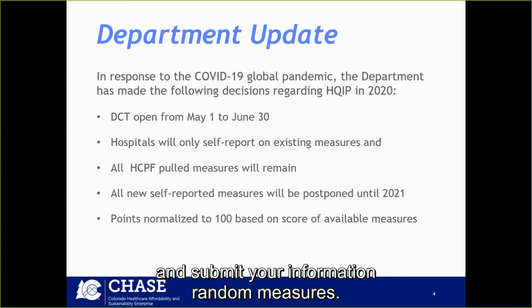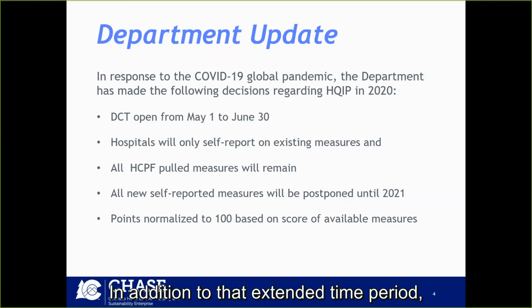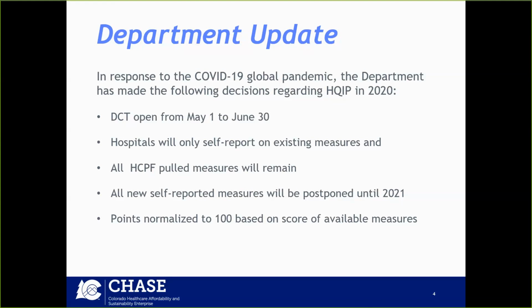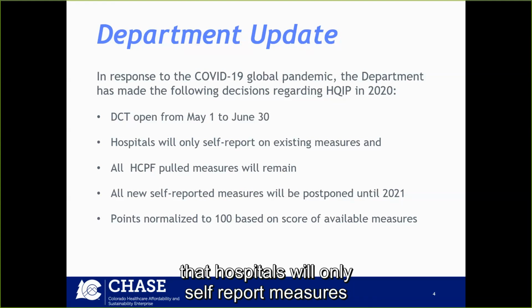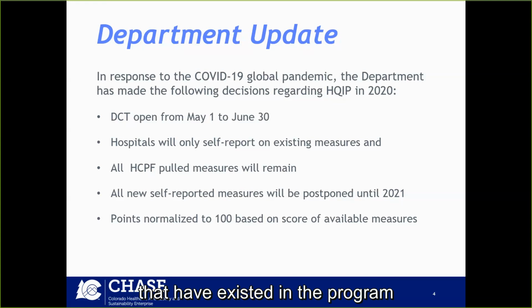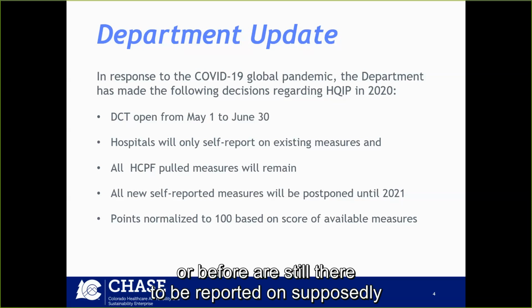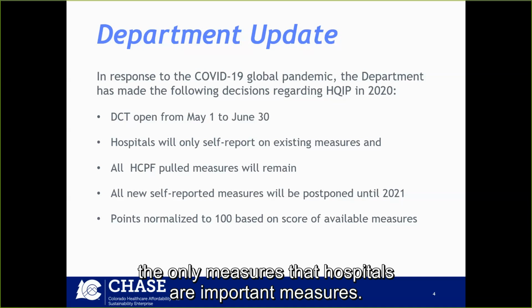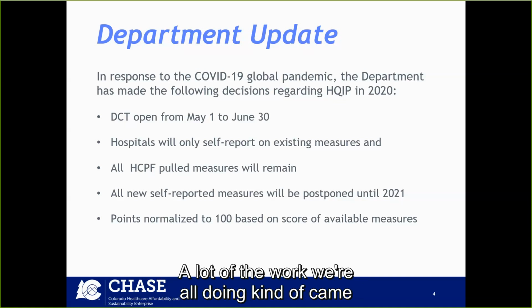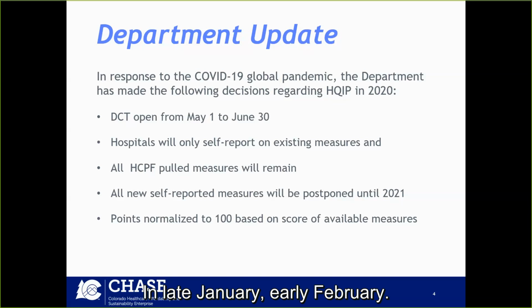In addition to that extended time period, we've also made a decision that hospitals will only self-report on measures that have existed in the program and aren't new measures for 2020. So anything that was an existing measure in 2019 or before is still there, still going to be reported on, but those will be the only measures that hospitals report on. We know with the new measures, a lot of the work you were all doing came to a screeching halt in late January, early February.